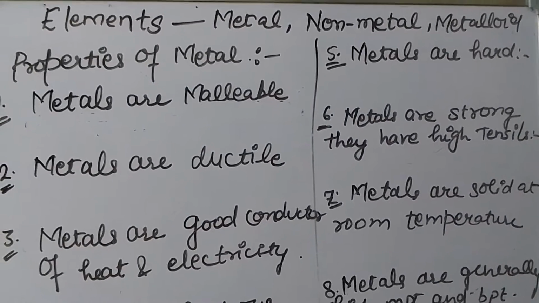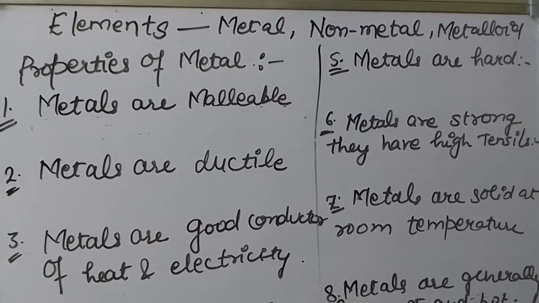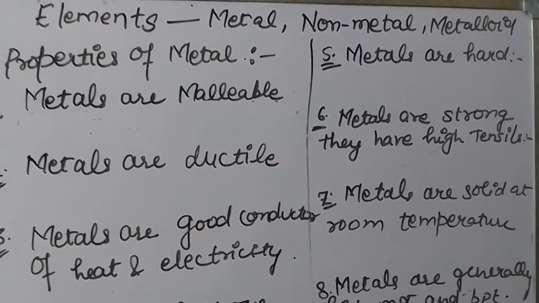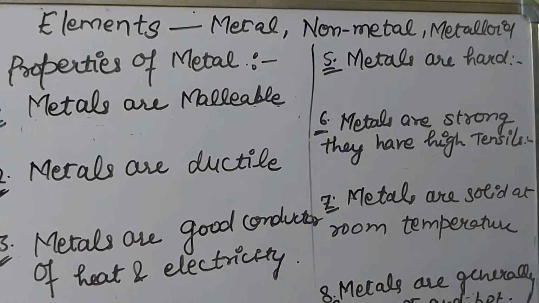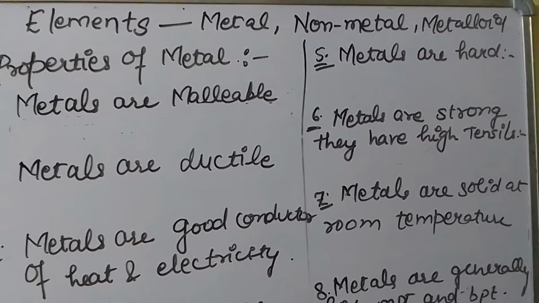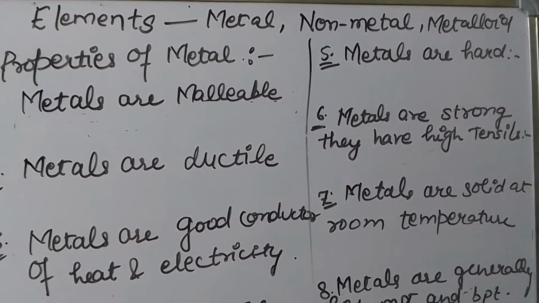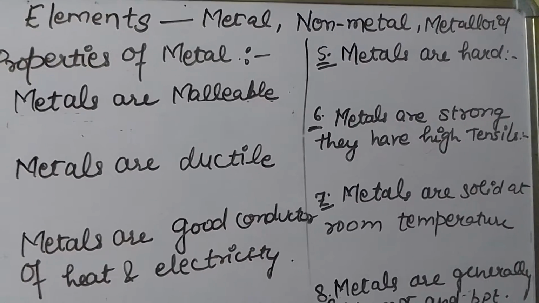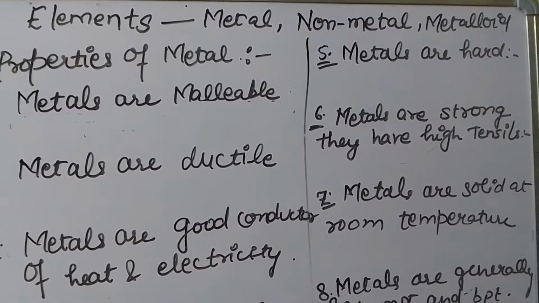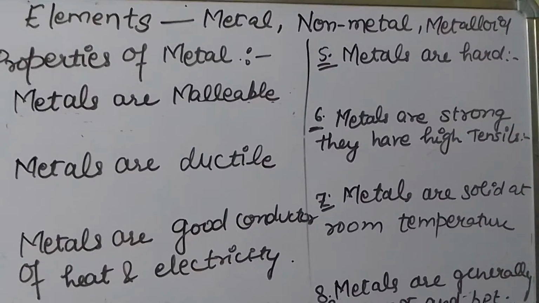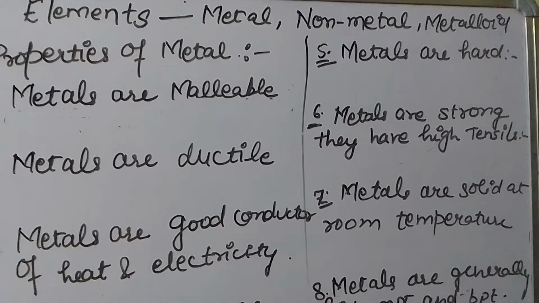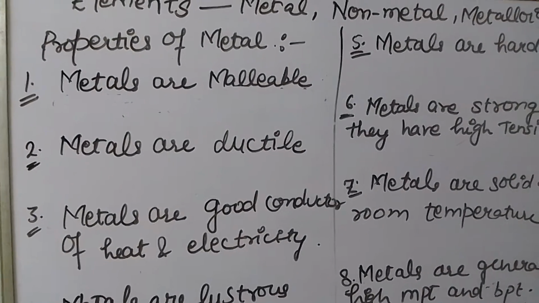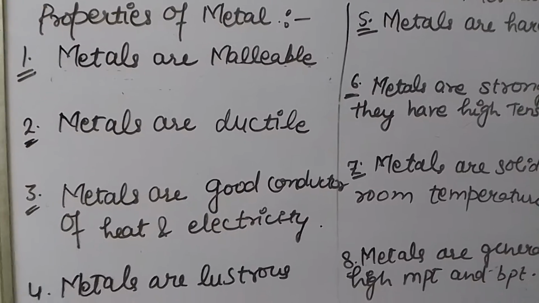Hello students, now we will discuss the elements. In my earlier classes I already talked about elements, but now I will explain the properties of metals, non-metals and metalloids. What are these? Elements can be divided into three parts on the basis of properties: metal, non-metal and metalloid. Today we will discuss the properties of metals.